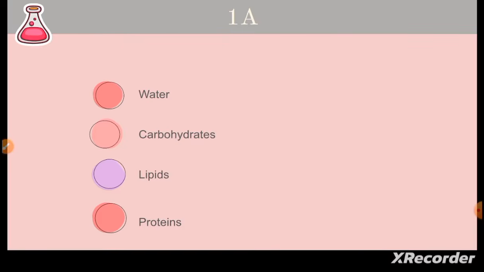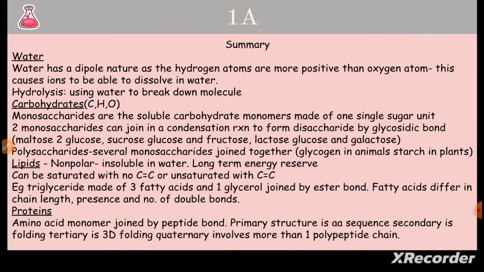Carbohydrates, lipids, and proteins. Basically, what you need to know is the structure of water and what it enables it to do. So water has a dipole nature because the hydrogen atoms in the water are more positive than the oxygen atoms. So they are attracted to each other as the opposite charges attract. So ions are able to dissolve in the water because of this dipole nature. So for example, an ion like chloride is negative. It will be attracted to the hydrogen atom and form bonds with it, so it dissolves in the water.